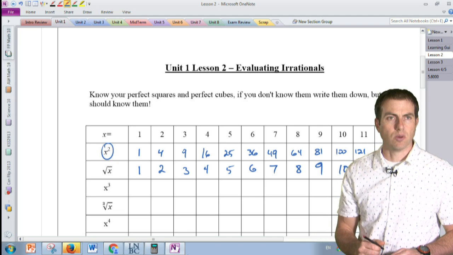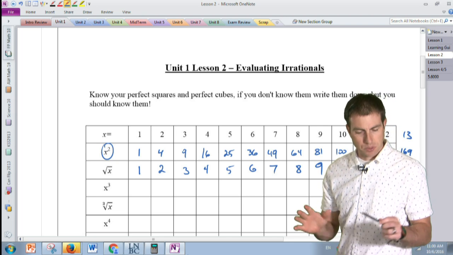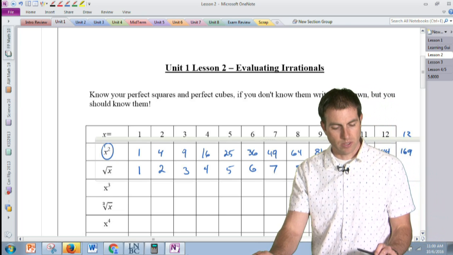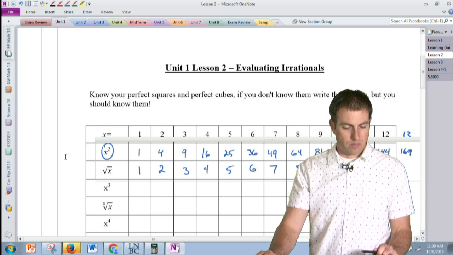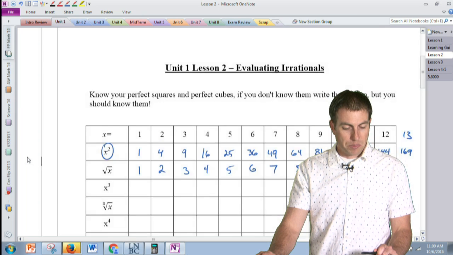Now, I'm not entirely sure why I included this line, but I did. So we'll just get over it and we'll just move on. All right, so there's my perfect squares. Now you do my perfect cubes.